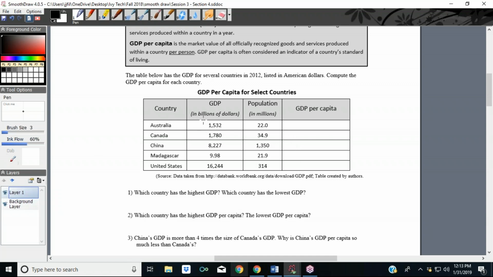So Australia, notice that this is in billions, and the population is in millions. So when we do this, Australia's GDP per capita would be 1532 times 10 to the 9th divided by 22.0 times 10 to the 6th. So remember, billions is the 9th power, millions is the 6th power.